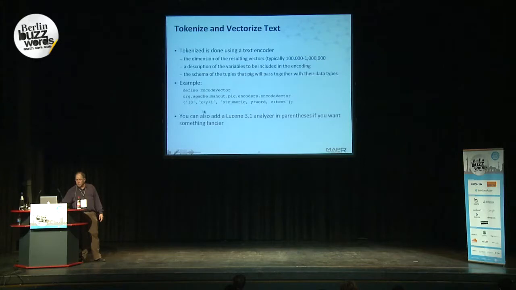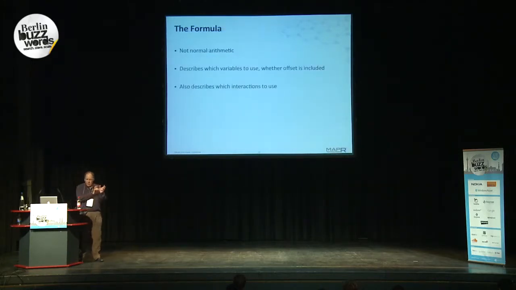So if we want to do flexible modeling, all we have to change is this. We can include or exclude variables without changing the schema of the data coming in. And where it says text, we could put parentheses, and we could put in a Lucene analyzer. I did a 3.1 because I did this some months ago. We should be using 3.4, which is what Mahout currently uses. So that formula is not normal arithmetic. It describes which variables, and it also describes which interactions you'd like.